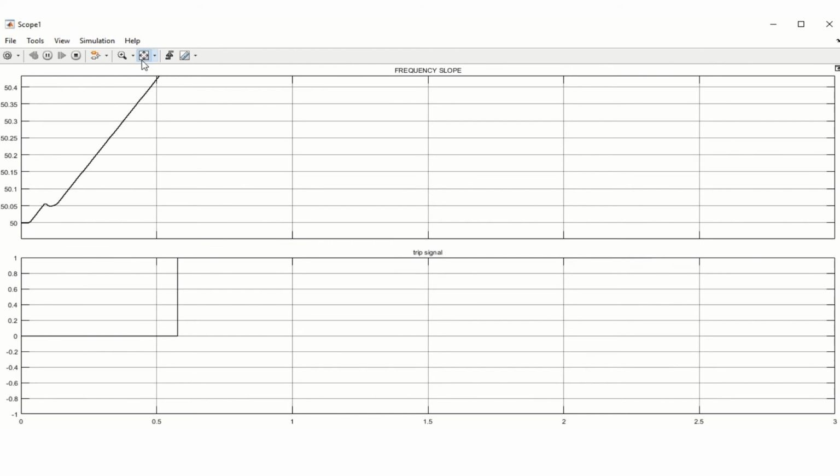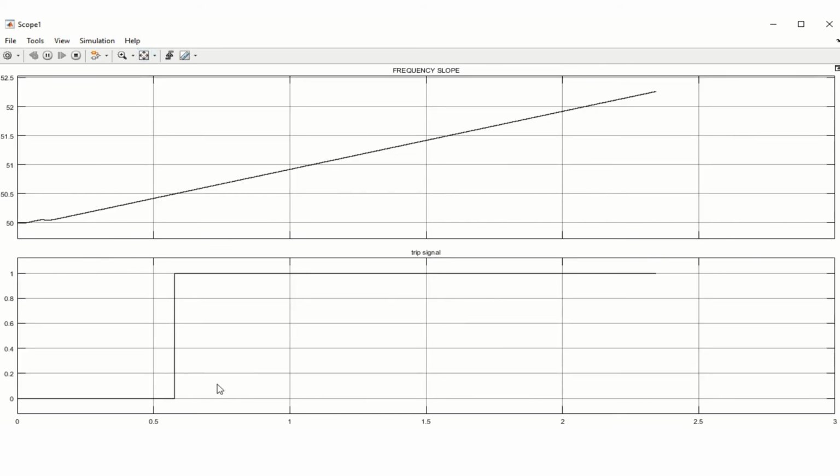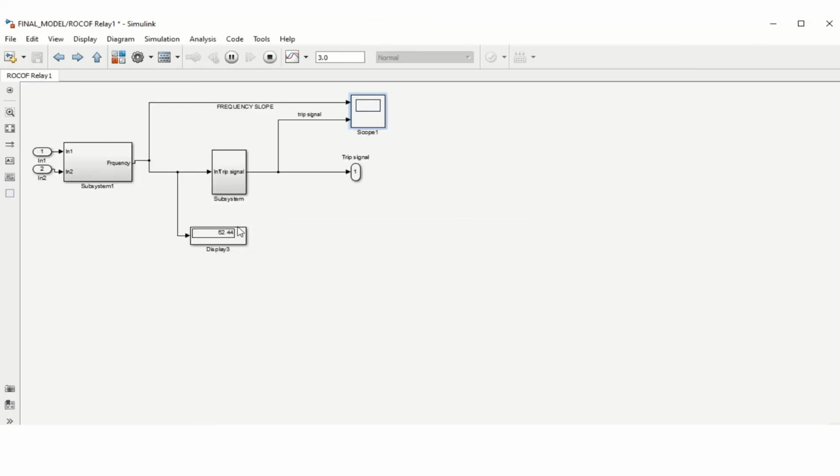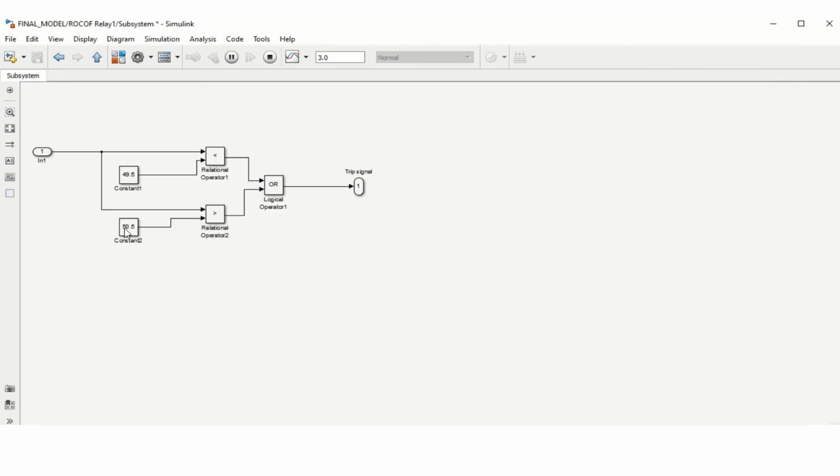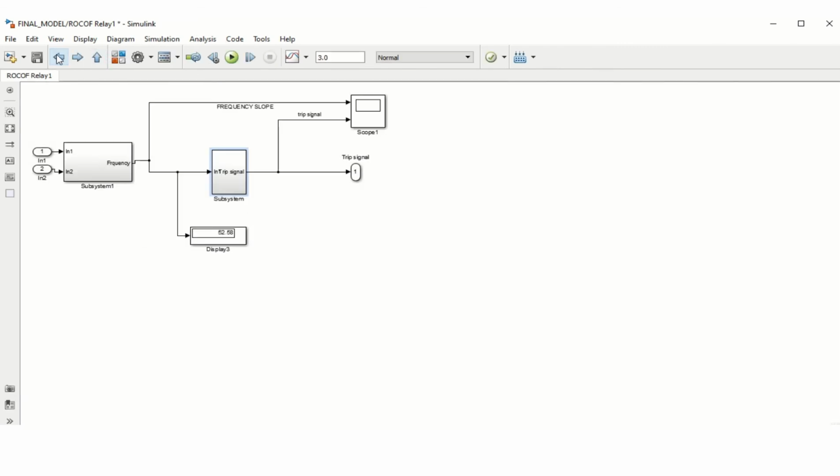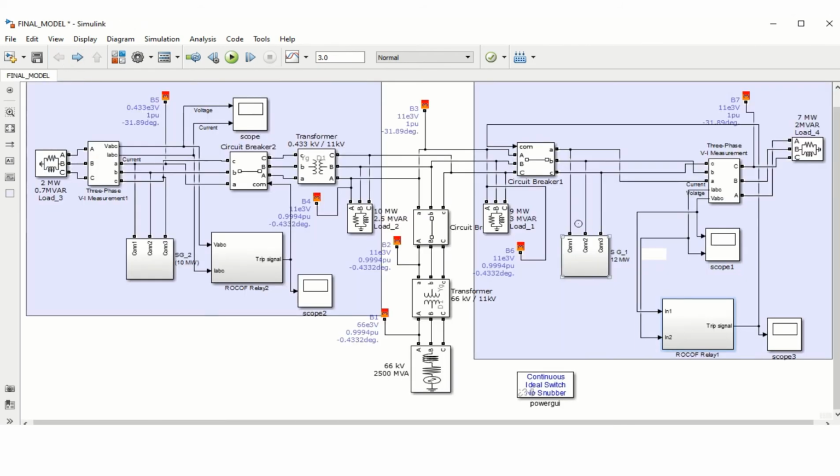This is the result which we can see in the scope. When the frequency exceeds the band of 50.5, which is the set limit, the relay will issue a trip signal, as we can see in this graph. So the relay works properly, and it can detect the islanding condition. It has detected the islanding condition in our system. Now we will check some responses, like the speed response and power imbalances in the synchronous generator.